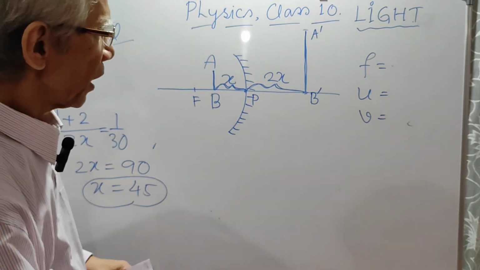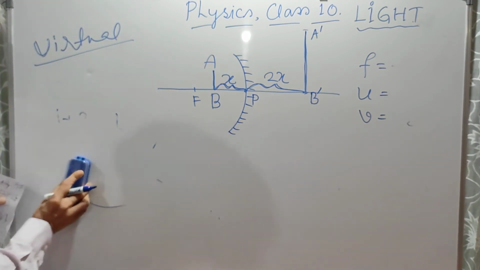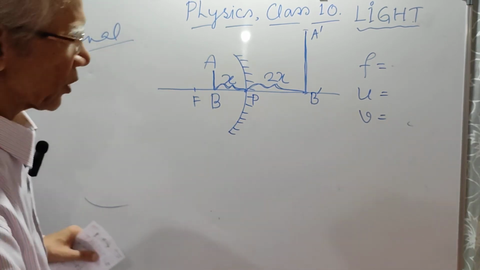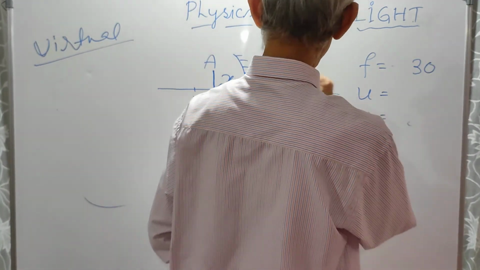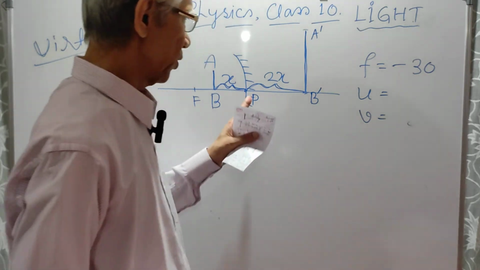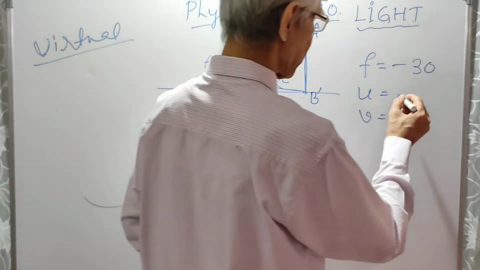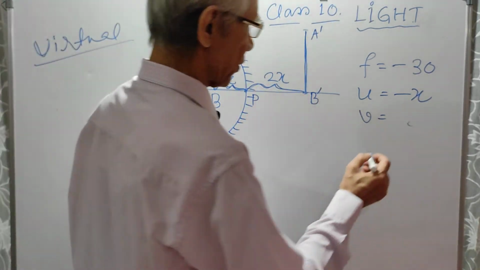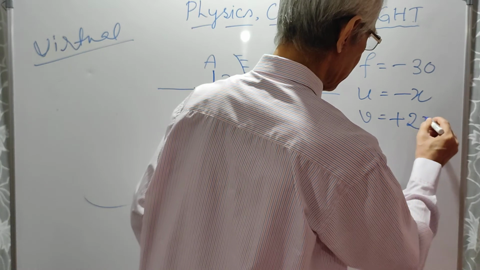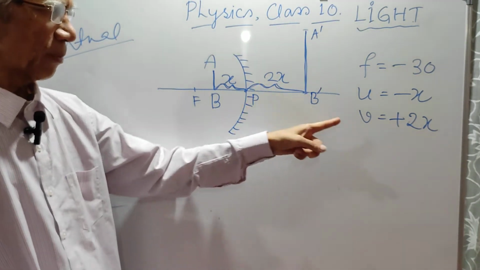Yes. Now let us put the values with sign. Now focal length is 30. This mirror is concave, so the focal length is negative. Then u equal to minus x. All right. So now v will be plus 2x. So it is on the right side, no? So it will be 2x no doubt, but plus.